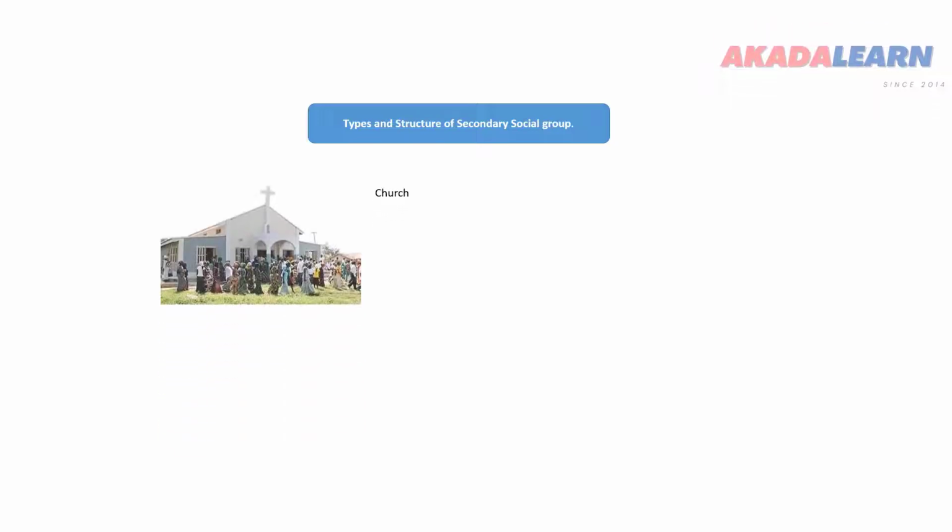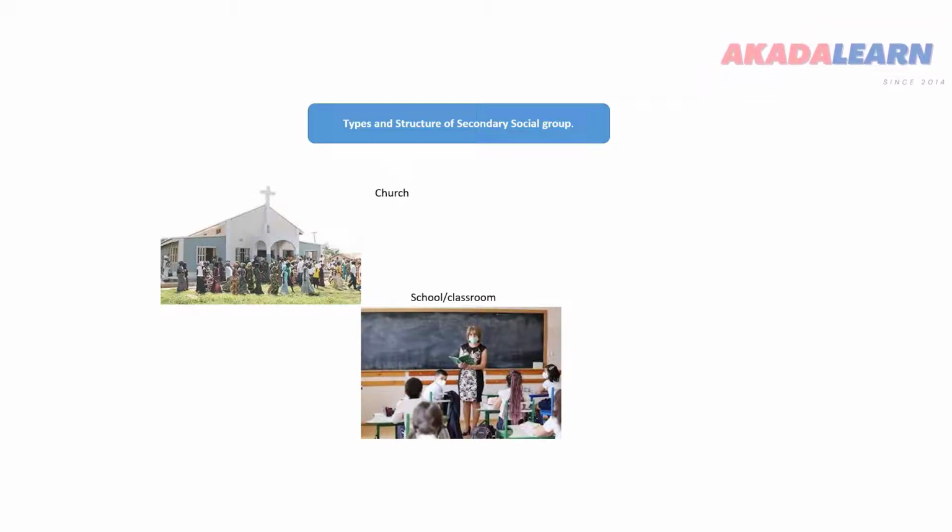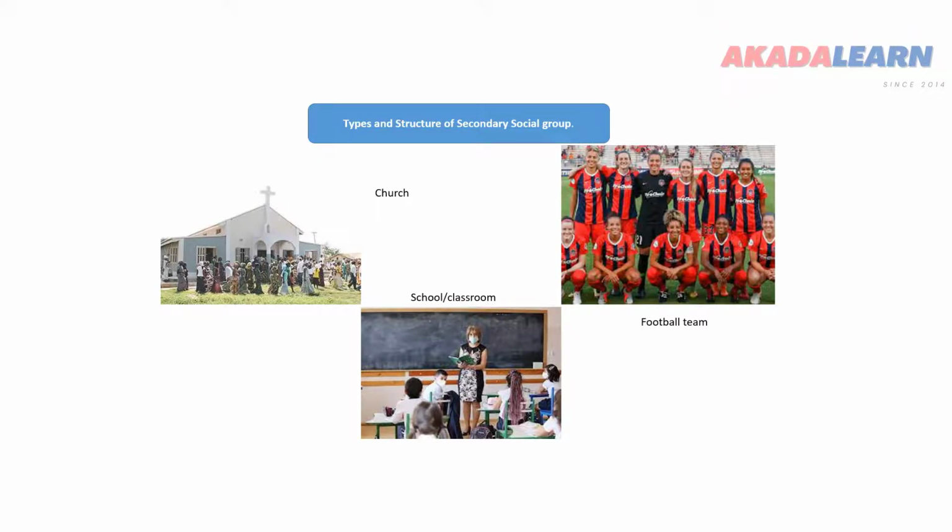So here we have some pictorial representations of the secondary social group. Here we have the church. As you can see, a number of people together to worship God. We also have a representation of the classroom or school, where you have teacher and students all there to learn. Finally, it's a football team working together to achieve a common goal.